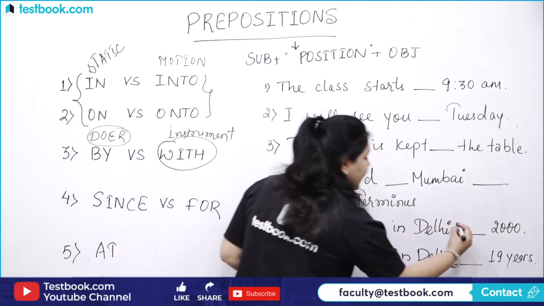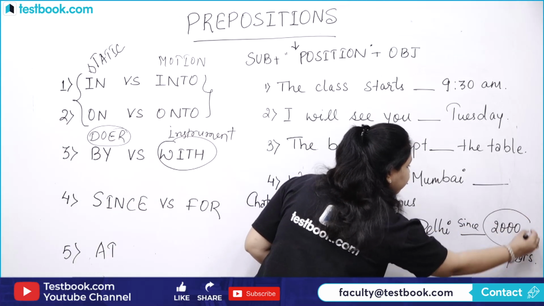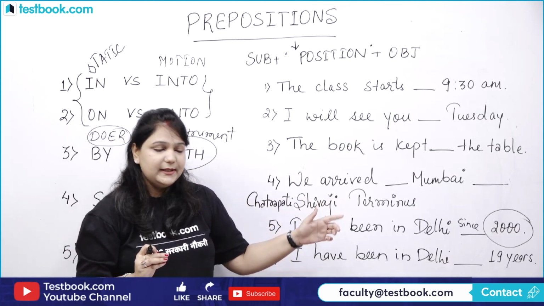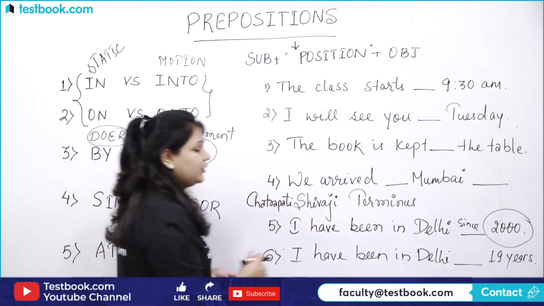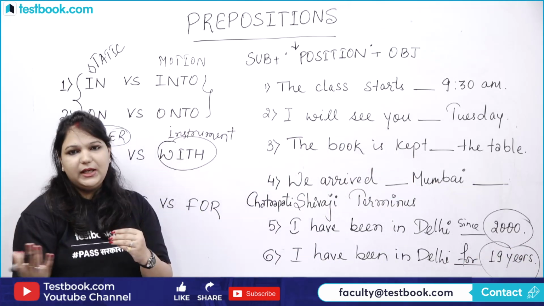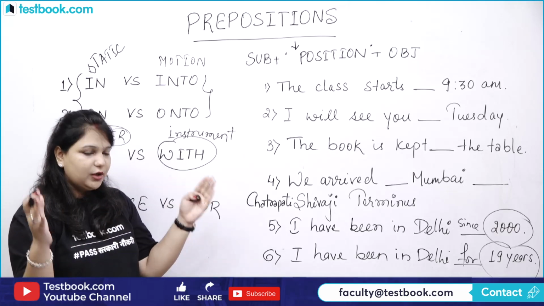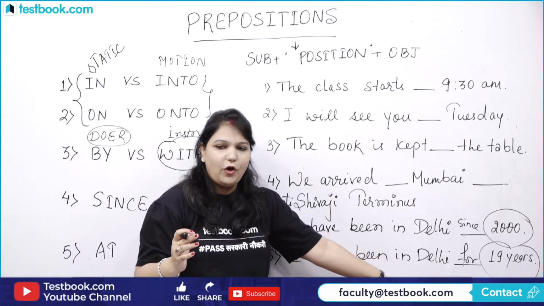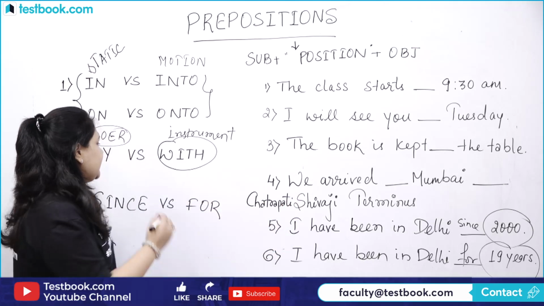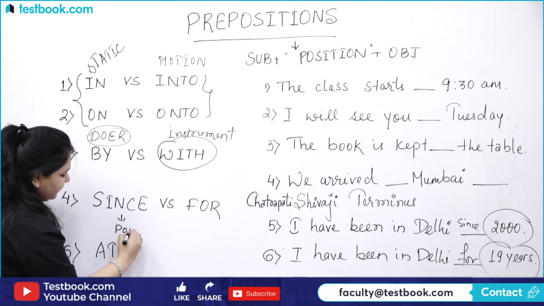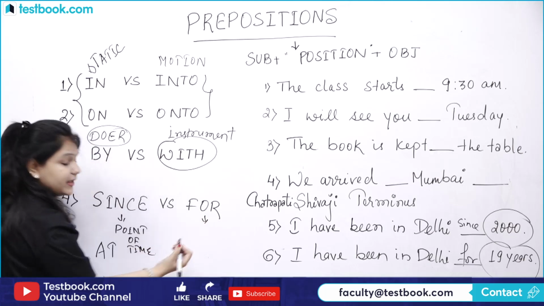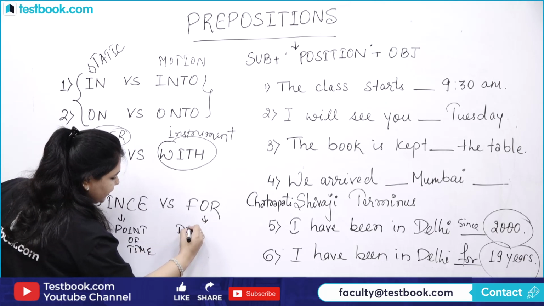That means when we are talking about a fixed point of time or a specific point of time, we use since. And when we are talking about the duration, it means 19 years, 20 years, 1 year. So if you are telling about the duration of something, there it goes with for. So all of you are right for this. I have been in Delhi since 2000. Since is pointing towards a specific point of time, but for is used for your duration.